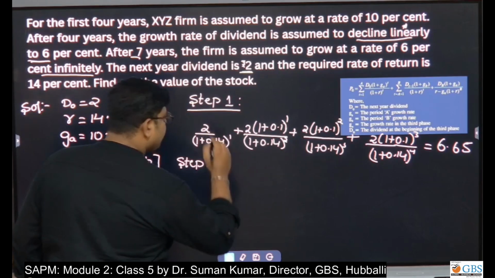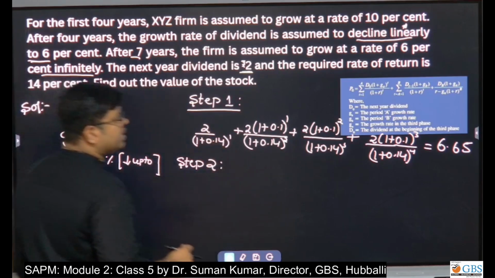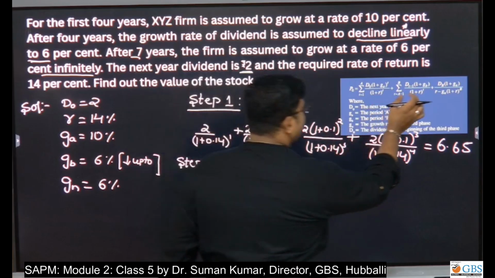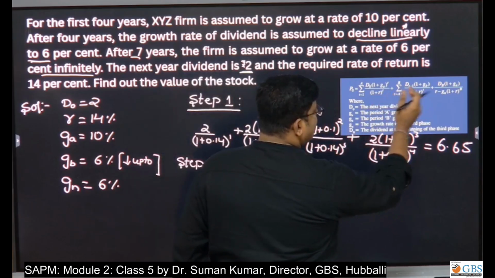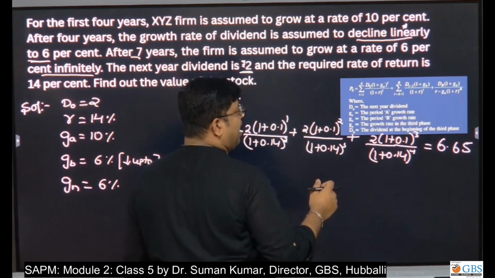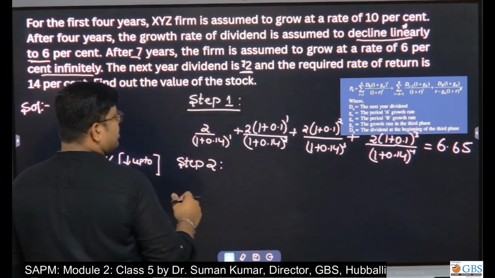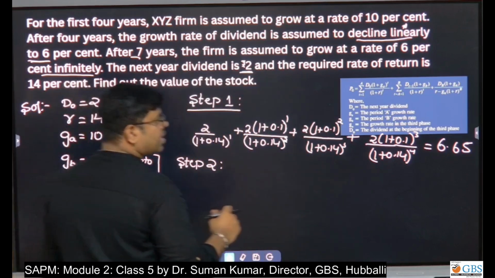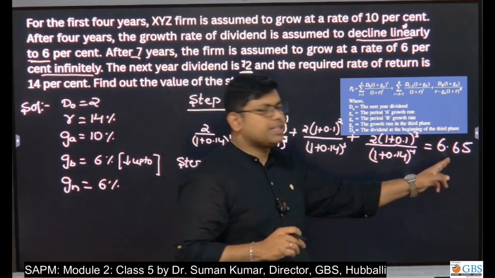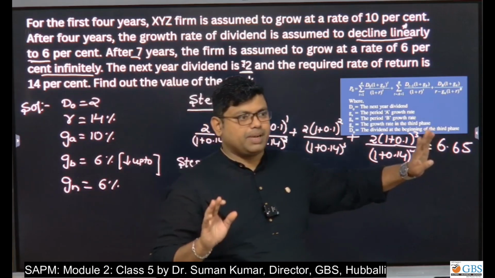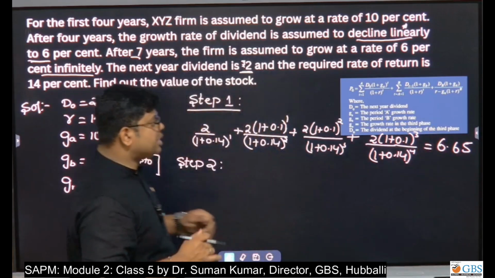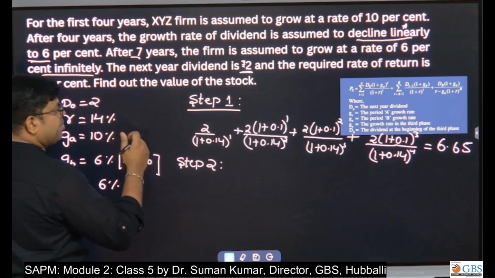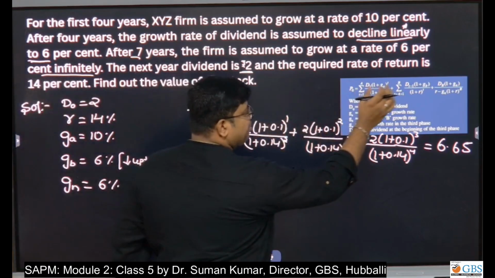The second part of the formula, that is the declining part. Please listen. Afterwards you can write down. This is very important. Now stop writing. I hope you got this 6.65. Now stop writing and listen. I am explaining step number 2, the second part of this formula.